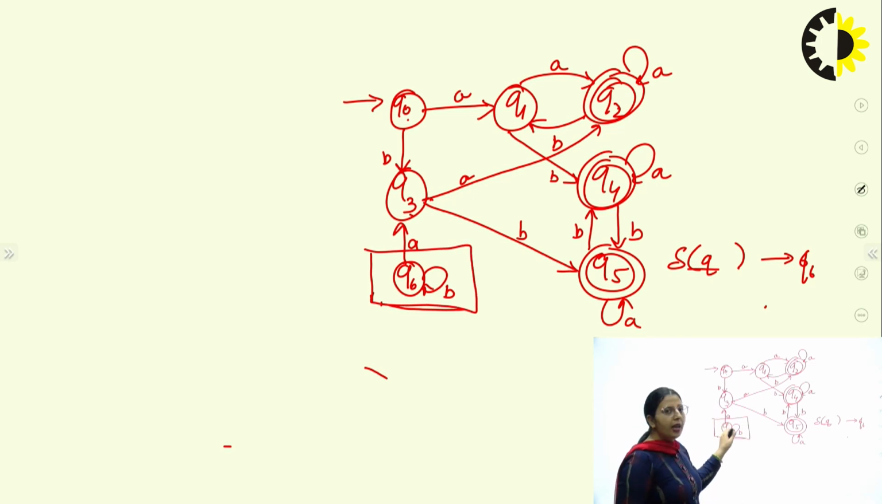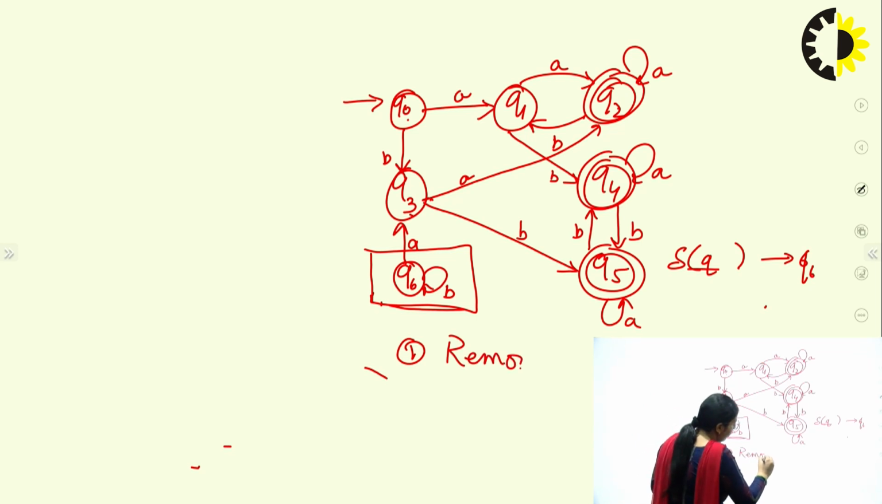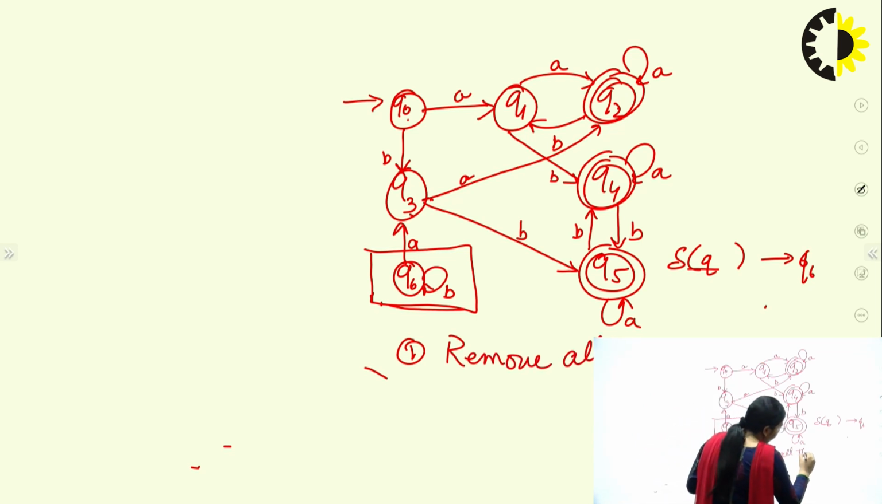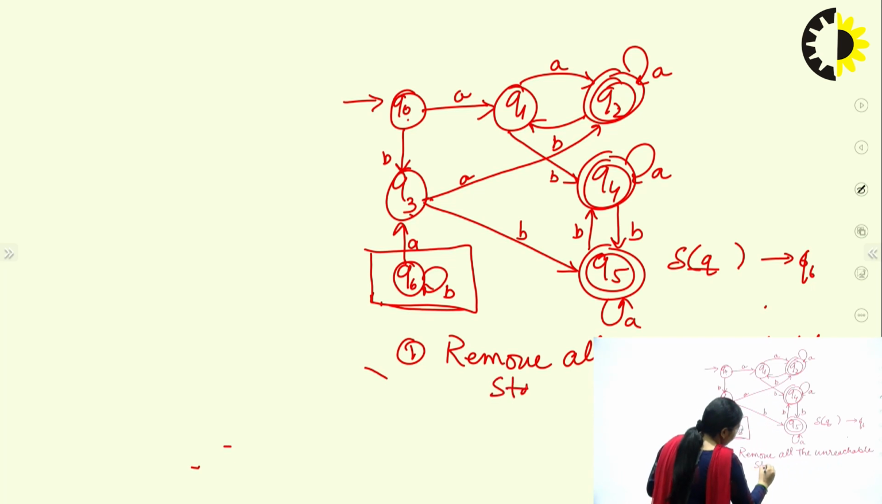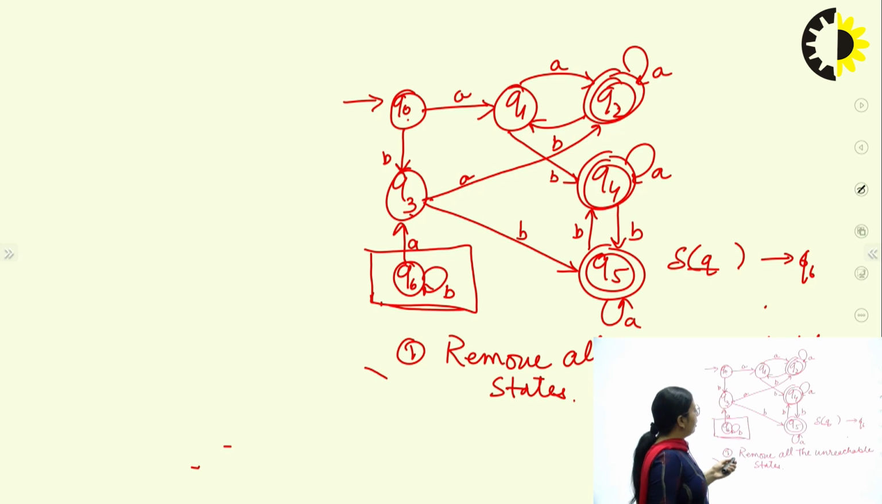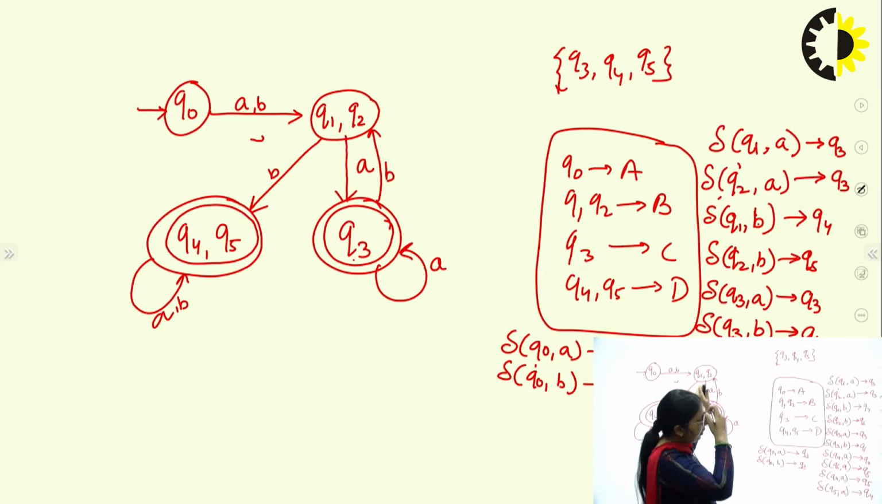So, that's why we have removed this state from the transition diagram, and that was our first step: we have to remove all the unreachable states, right? Now you can see here we have used the transition of this DFA using their own states.